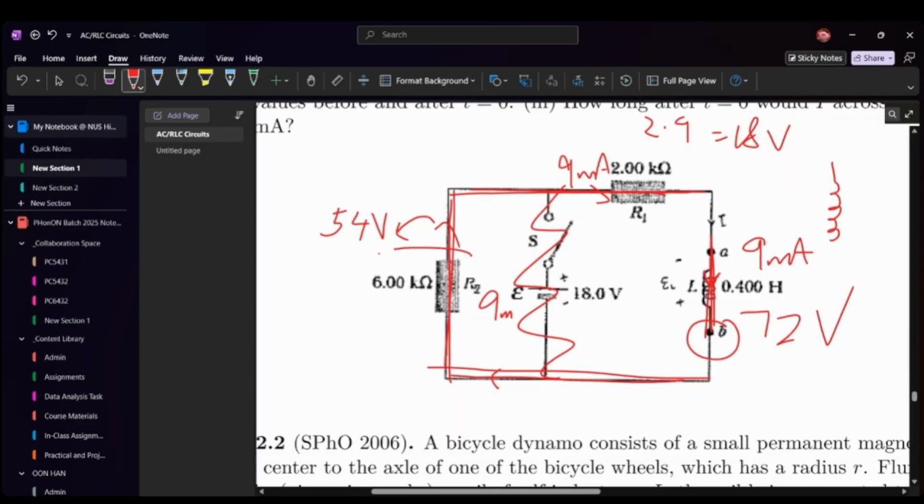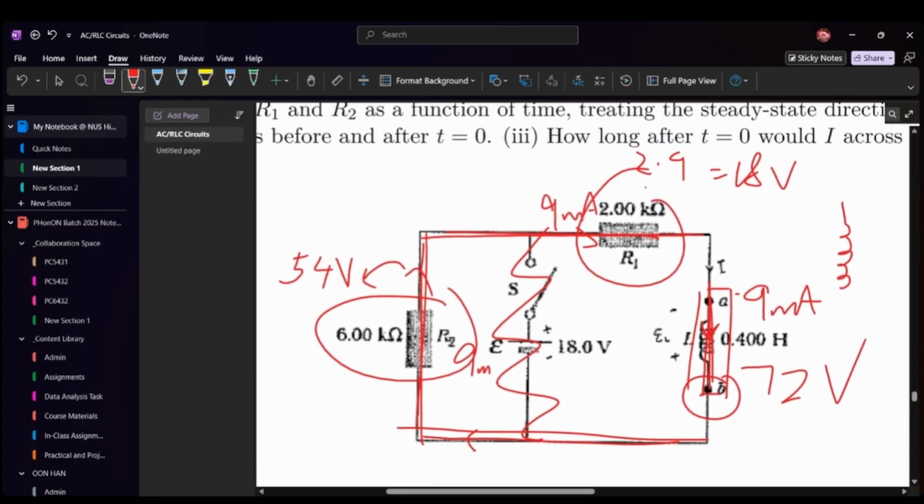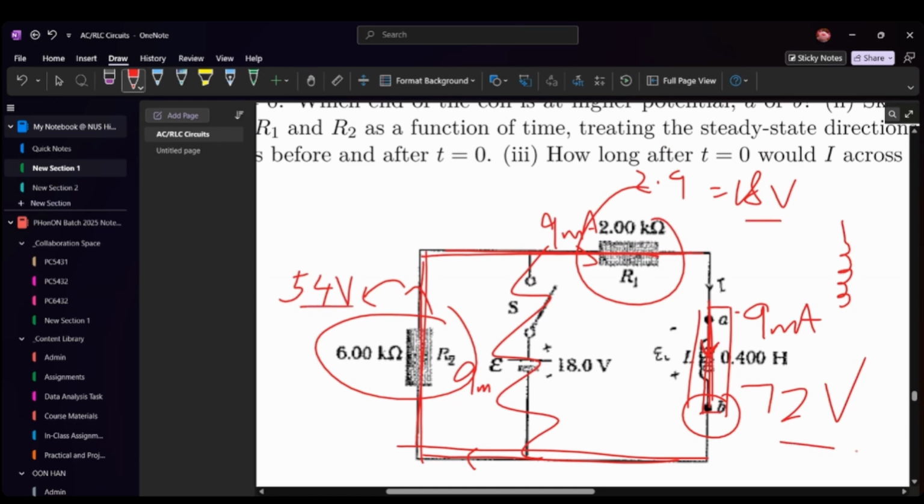So you can get the potential differences through these resistors, and therefore the potential difference across this inductor, because the total potential sum must be 0. And this is in the negative. It's technically negative, but I'm denoting positive because we want the magnitude, basically.